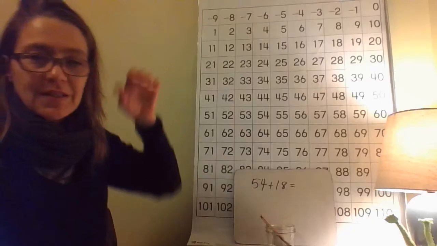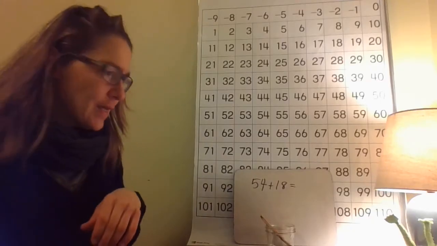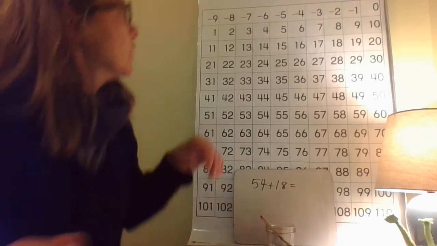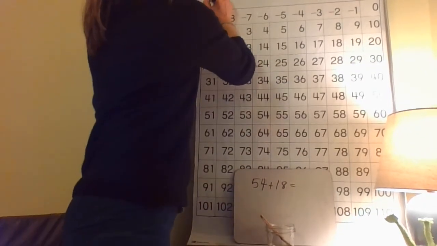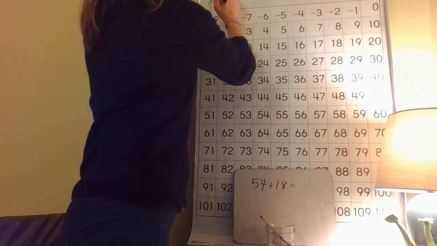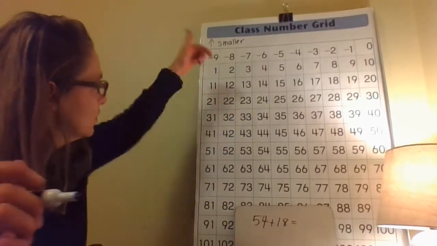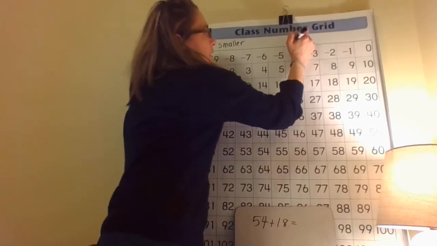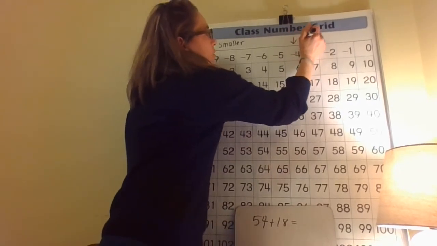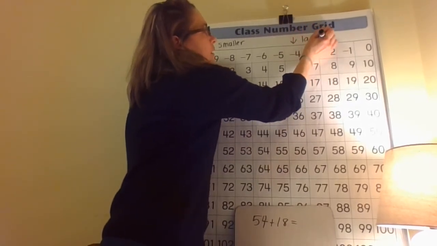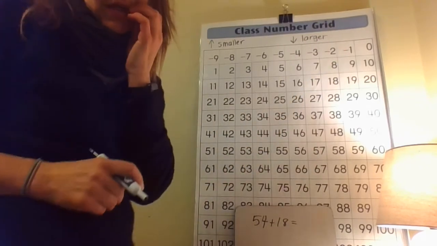are decreasing in value. So it's getting smaller. All right, so when you go this way, it's decreasing. The number is getting smaller. Okay? And when you go down, the number is getting larger. It is increasing. Okay, and that's important to know.